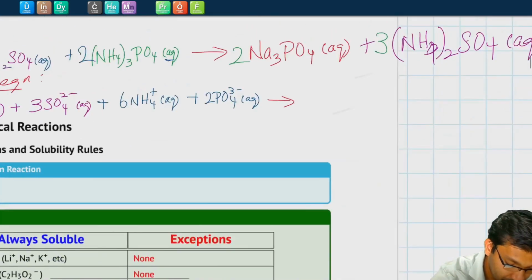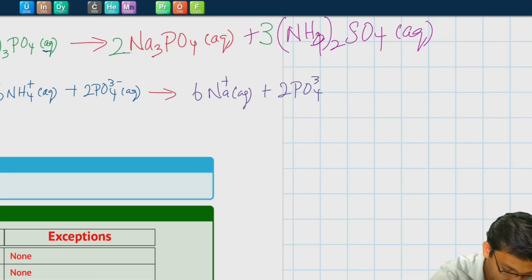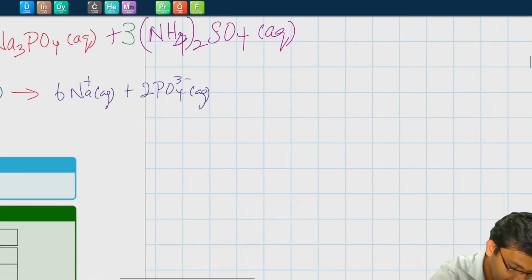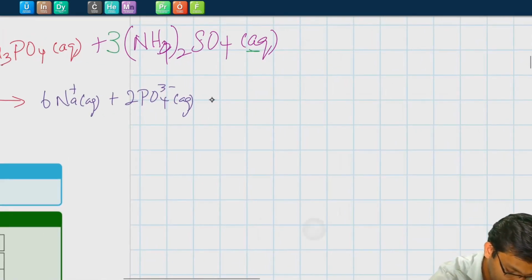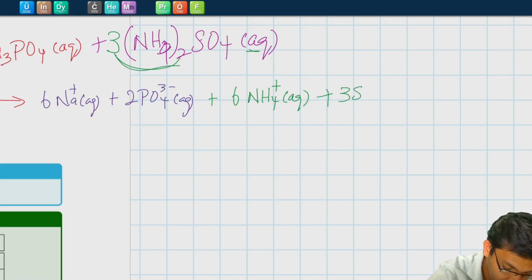All right, for the product side, we have 2 times 3, that's 6 Na+, aqueous, plus 2 phosphates, so that's 2 PO4 3-, aqueous. And then finally, this is also aqueous, so we need to break that apart. We have 3 times 2, that gives us 6 ammoniums. Recognize that I'm writing the prefactor, the correct formula for the ion, the correct charge, and the symbol all need to be included for these equations to be completely correct. And we have 3 sulfates, so 3 SO4 2-, aqueous.